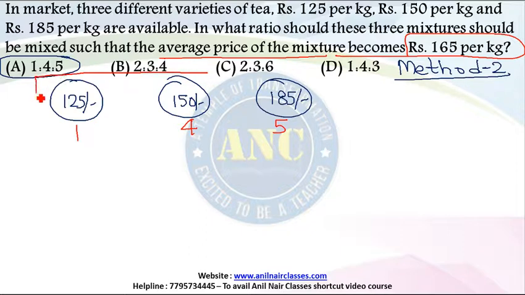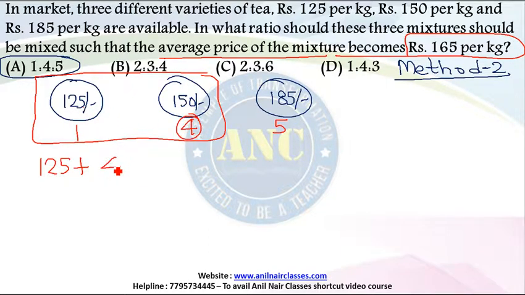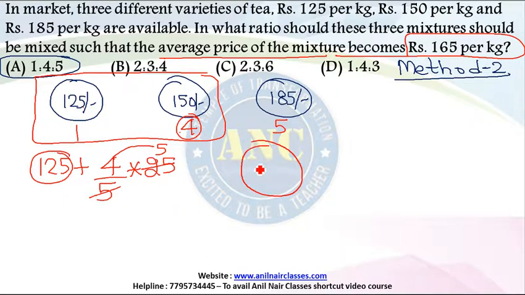If I take the first two circles, it is 125 plus diagonal element is 4. Sum of 4 and 1 is 5. Difference of 150 and 125 is 25. 5 into 5 is 25. 4 into 5 is 20. 125 added with 20 is 145. That means the combination of first two circles is 145.